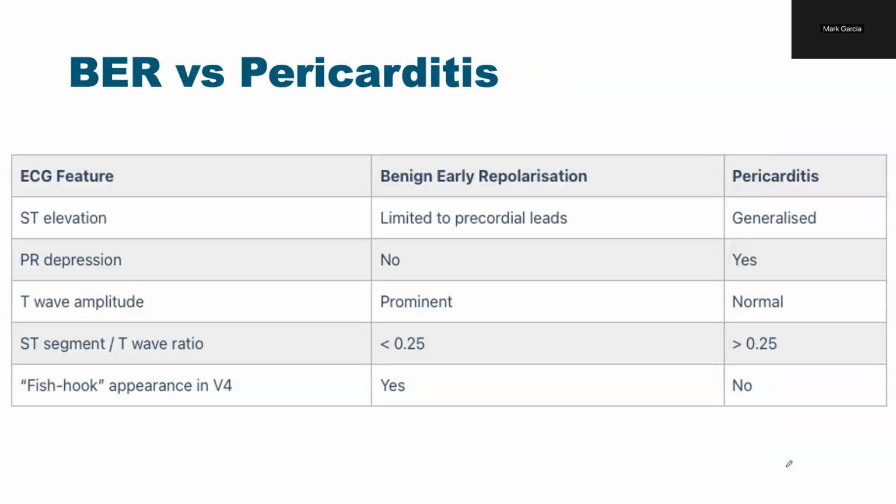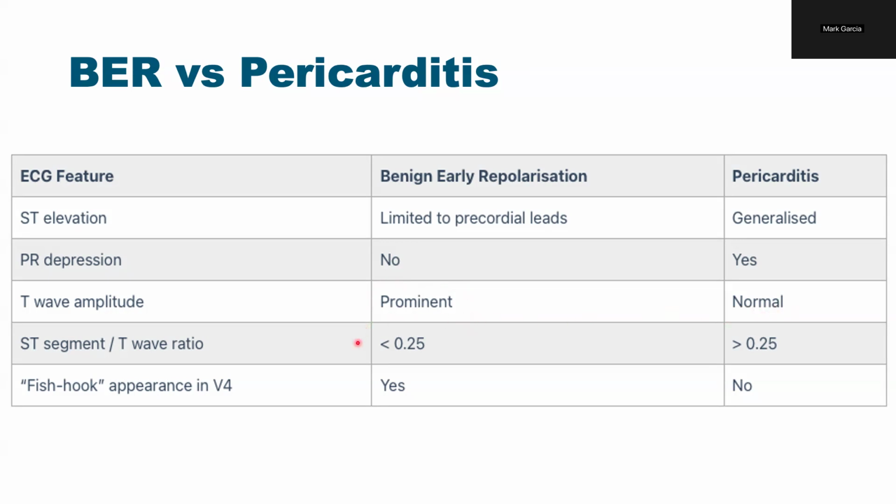Okay, this is just a summary of what we've talked about. In ST elevation, in benign early repolarization, it's limited mainly to the precordial leads, whereas in pericarditis, it is generalized. In the PR depression, there's generally no PR depression in BER, but there is in pericarditis, but not always, and sometimes it changes over time as well. The T wave amplitude, we've said, is more prominent in BER and generally normal in pericarditis.